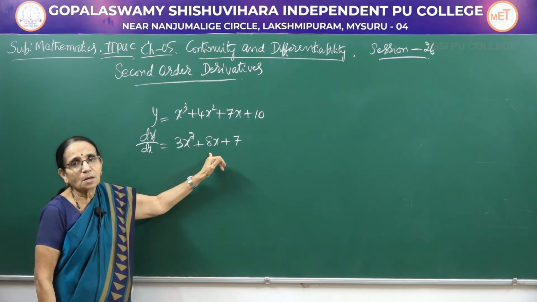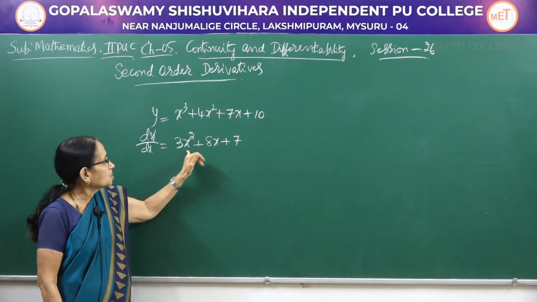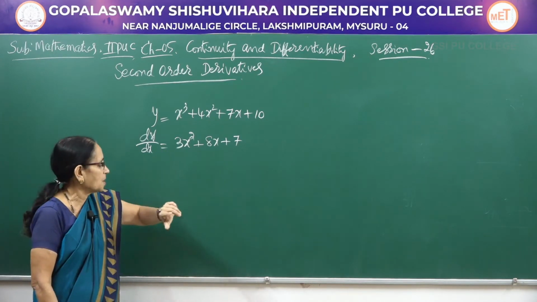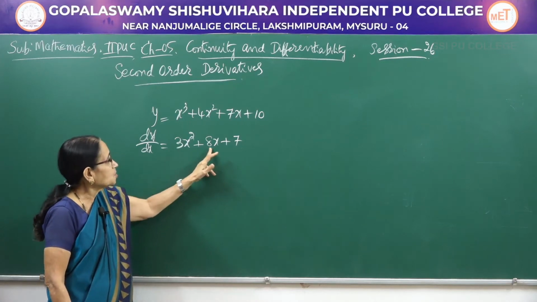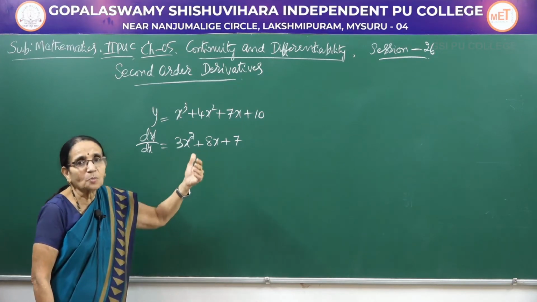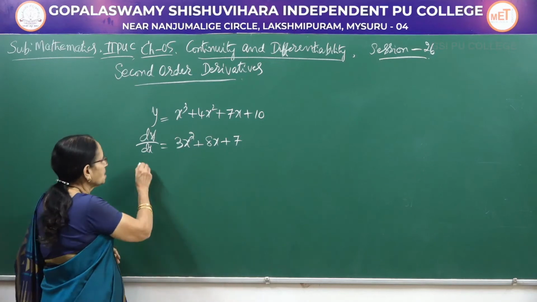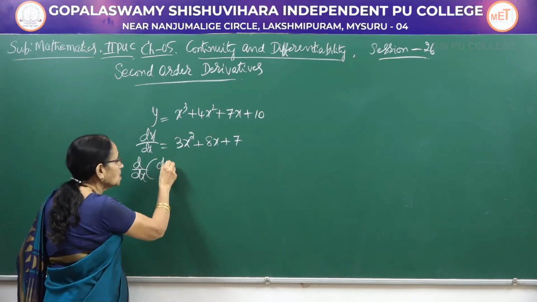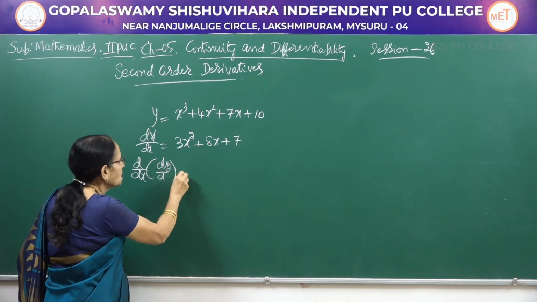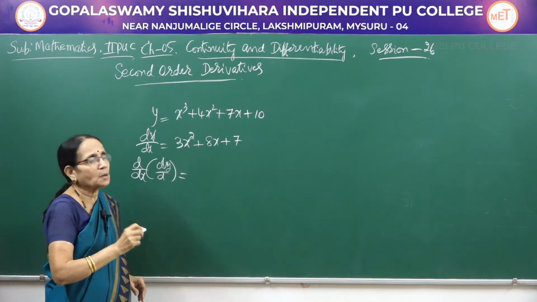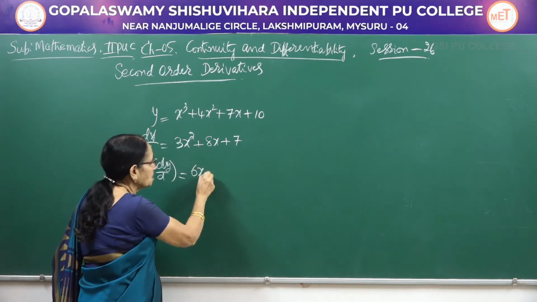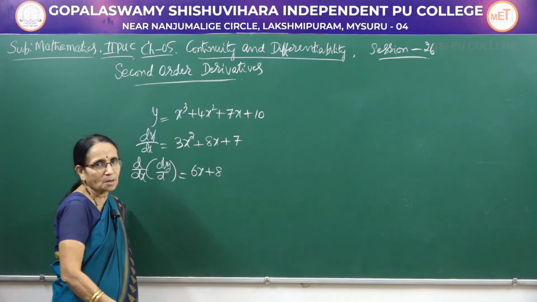Now, observe the derivative of y with respect to x. This is called the first order derivative because we have differentiated only one time. Now, you observe this one, even this function can also be differentiated further. That is, we differentiate with respect to x again, that is d by dx of dy by dx. So, 3 into x square becomes 2x, that is 6x, and 8.